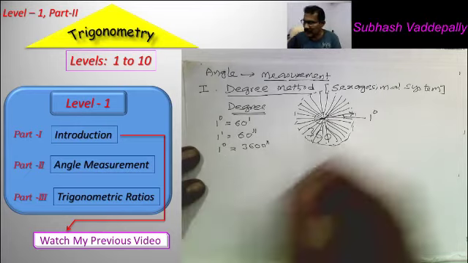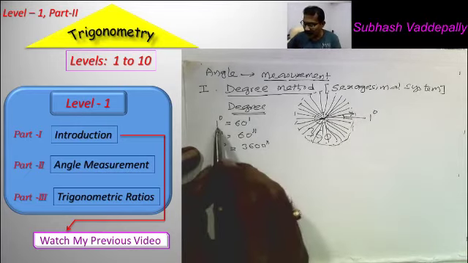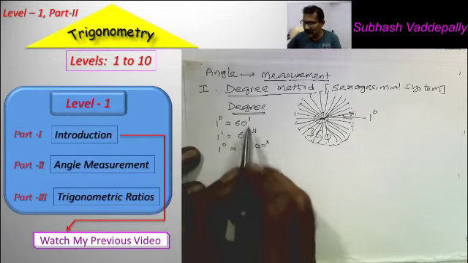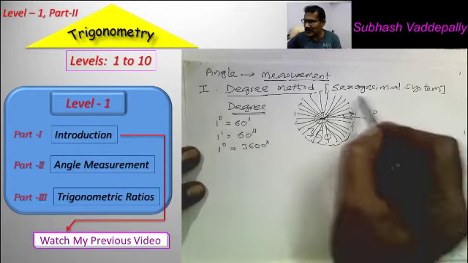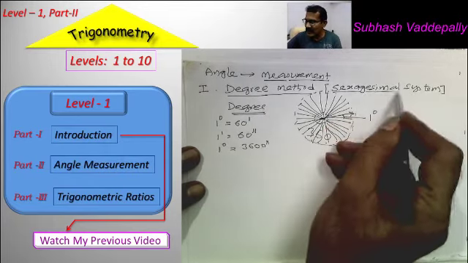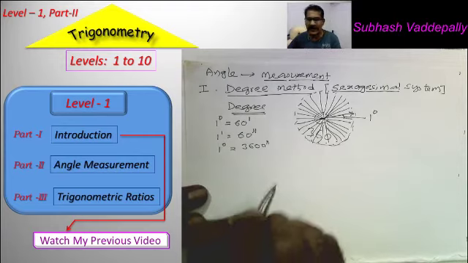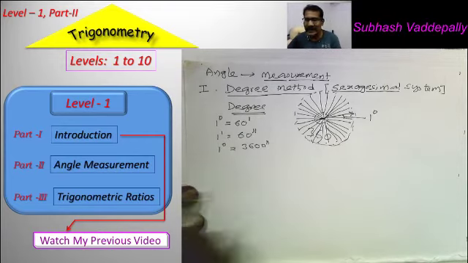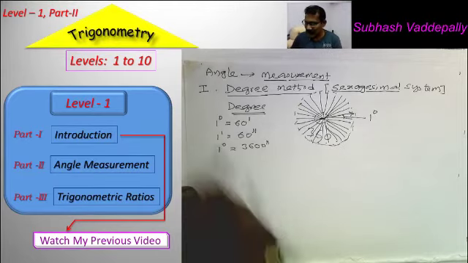Now I said why this is called the sexagesimal system. I'll explain here. The main unit degree is divided into 60 equal parts. That's why this degree method is also known as the sexagesimal system. Sexa means 60, and decimal means dividing into equal parts. So each unit is divided into 60 equal parts. That's why it is called the sexagesimal system. This is all about the degree measurement.